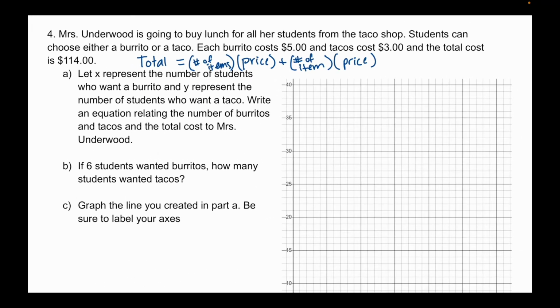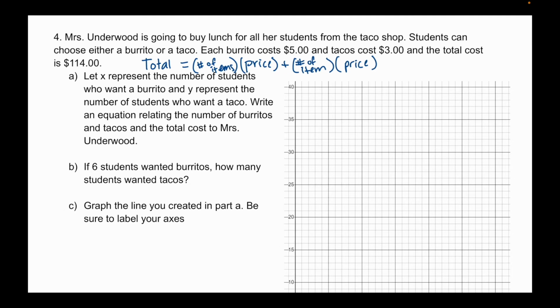For Mrs. Underwood, she is very generously buying these burritos and tacos. Her total cost is $114. So let's say 114 is going to be equal to, and now X represents everyone who wants a burrito. So we're going to use X to represent the number of those items, and multiply it by the price, which is $5. So I would write X times $5, but 5X is the way we would want to represent that. I know I wrote number of items and price, and technically here it's price times the number of items, but it's the same idea, it's commutative.